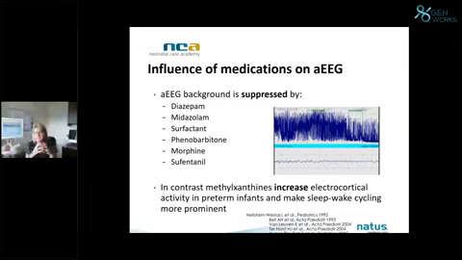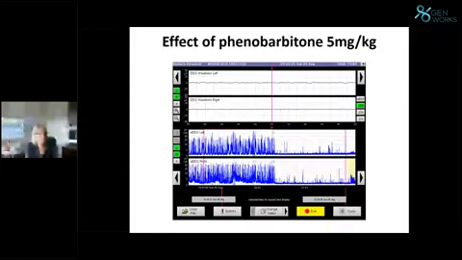It's just very important to think about every time we look at the AEEG of a preterm infant, anything else that might be influencing it. Have I given medication? Is there other morphology going on here? What is influencing that background pattern? And this is a nice example of an infant who was given 5 milligrams per kilo of phenobarbital. So it was clearly not a normal background pattern in the first place.